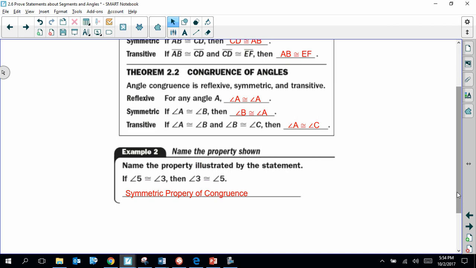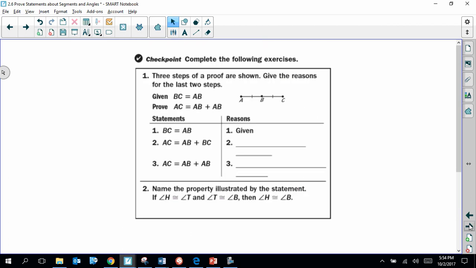Whether we say the symmetric property of congruent angles or whatever, if we say congruent angles, we're being very specific, which is fine. But generally, if you recognize we're taking the same statement and just turning it around, that is symmetrical. So the symmetric property of congruence in this case.